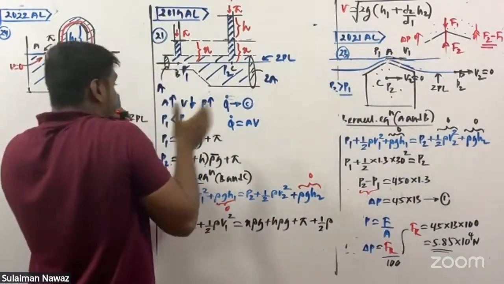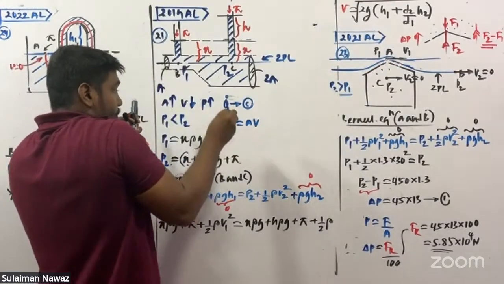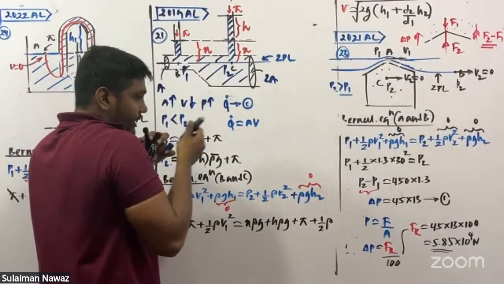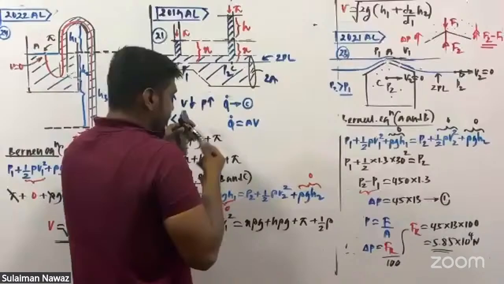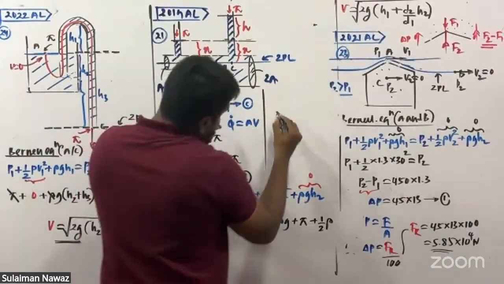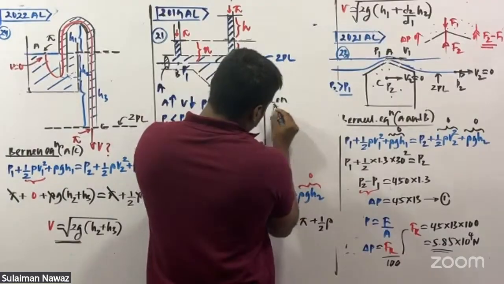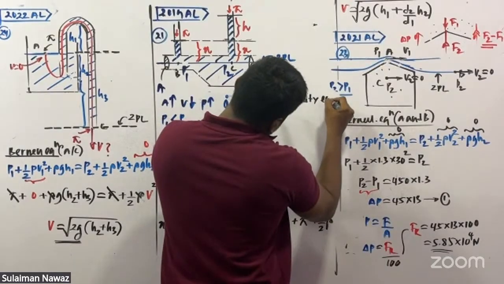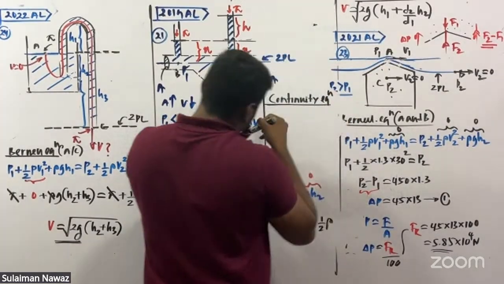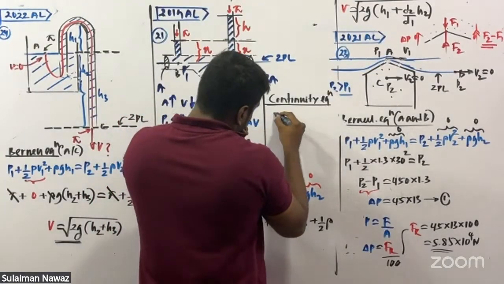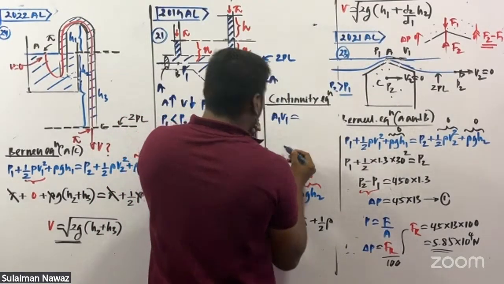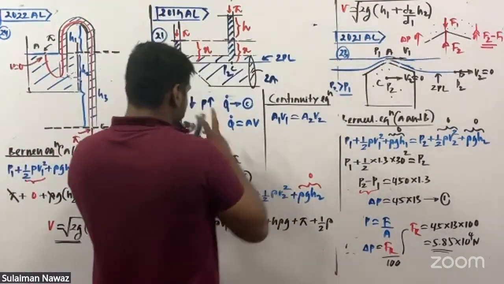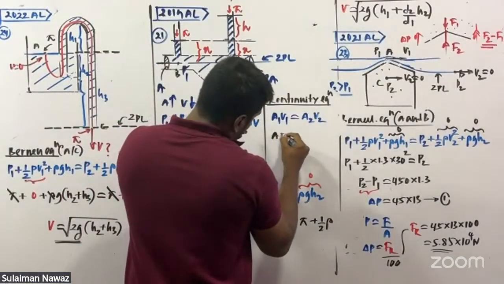What I'm going to do is apply the continuity equation. The only two equations we are applying are Bernoulli and continuity. For points B and C, A1 V1 equals A2 V2, cross-sectional area and velocity. Here the cross-sectional area is capital A and the velocity is V1.